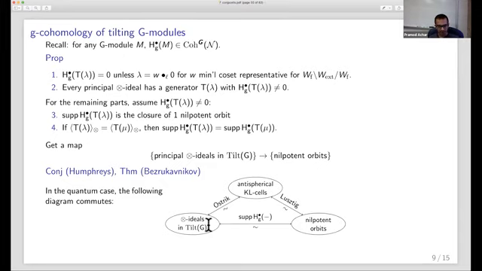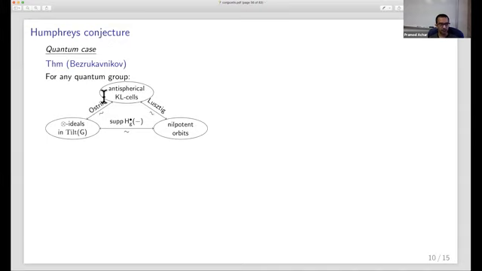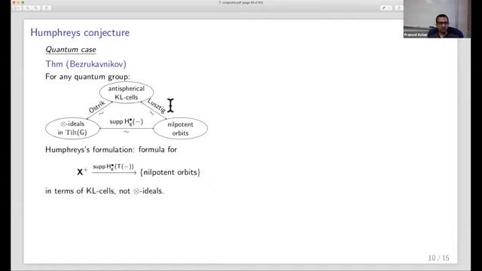And so Bezrukavnikov proved that this triangle commutes. And so in particular, this map that you get directly from the definition of cohomology is itself also a bijection because the triangle commutes. Okay, so that's pretty nice. So the next slide. I've just rewritten Roman's theorem here. So in the quantum case, you have 3 nice bijections. Actually, before I go on, let me say something more.